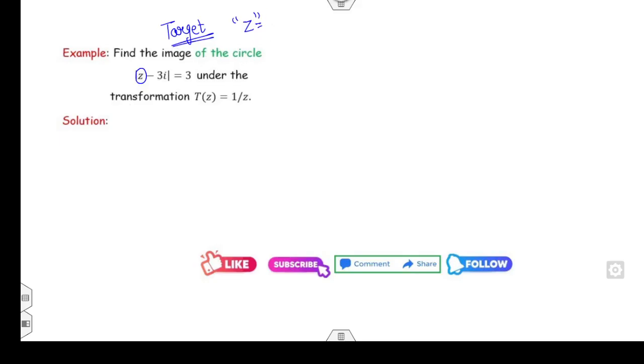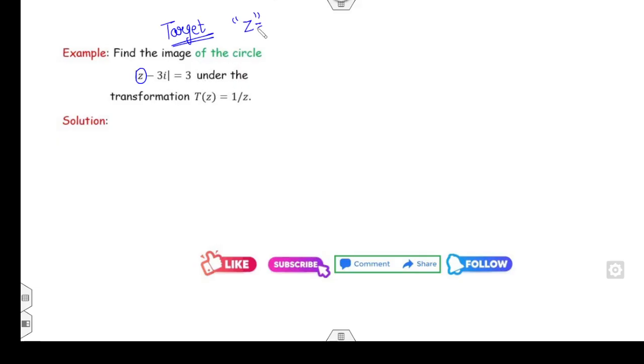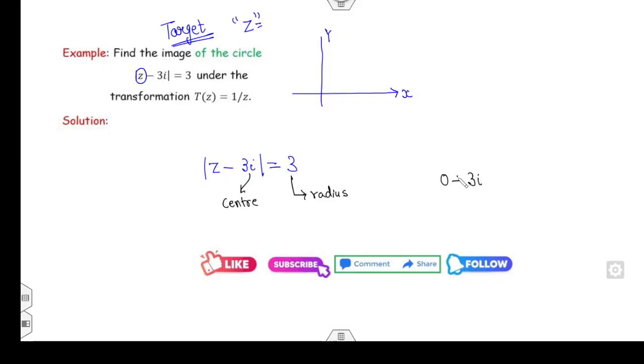Now here x and y are not given the way y was given earlier. So it is not given as y. So your target is to find z. So firstly we will see x. What is the meaning of modulus z minus 3 iota? That means this 3 is my radius of the circle and 3 iota is my center. If 3 iota is the center, I can write it as 0 plus 3 iota. So this number is my 0, 3 iota.